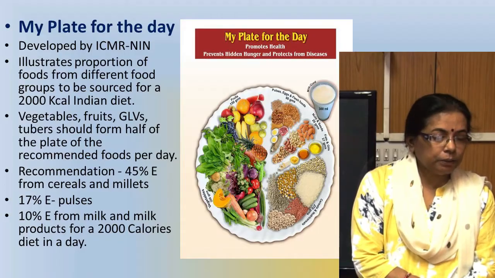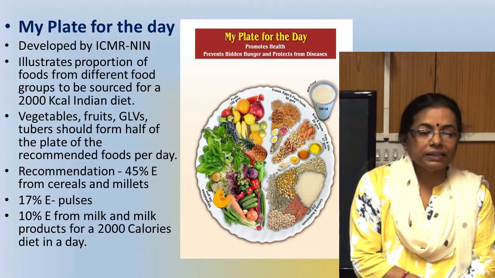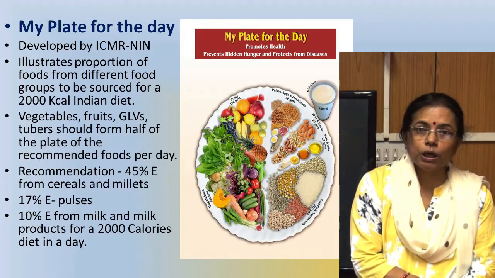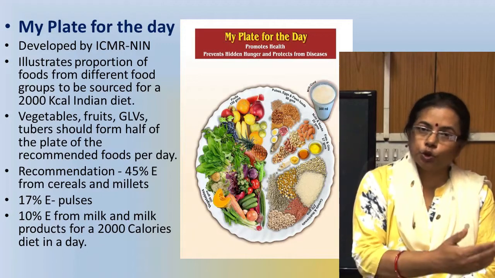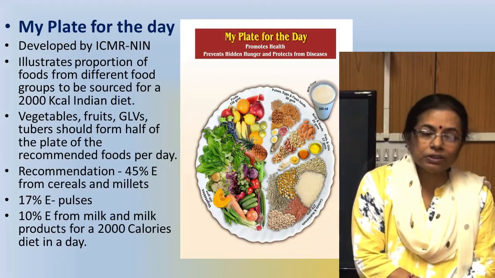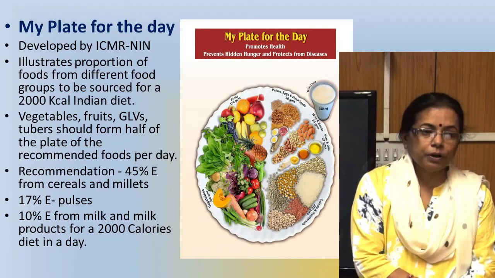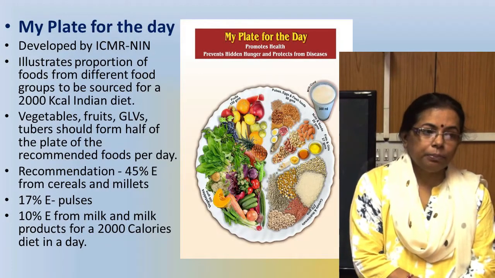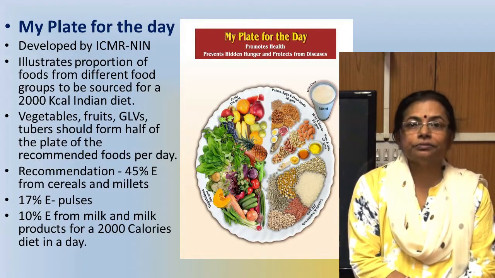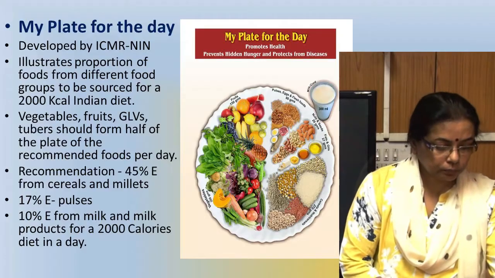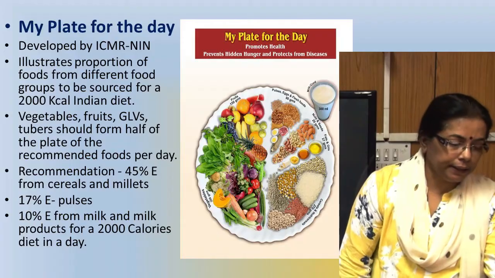And the other major portions are cereals and millets and pulses. Pulses, 90 grams, should be used. And in a non-vegetarian diet, flesh food or egg may substitute pulses. And one should also include 20 grams of nuts and oilseeds. These plates prevent hidden hunger, that is micronutrient deficiency, and protect from disease. So these points should be kept in mind while planning a diet.